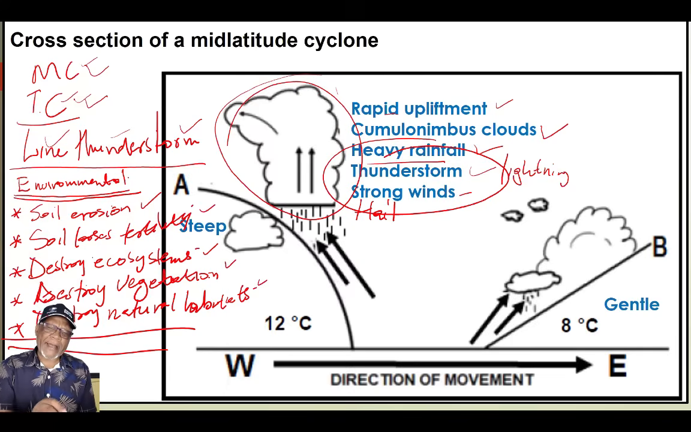So for any natural impacts, be it of any of these, you must be careful. So don't go and study the impacts of mid-latitude cyclones, then go and study impacts of tropical cyclones, then study impacts of line thunderstorm. They are the same. Once you have studied impacts on the natural environment, you are done.